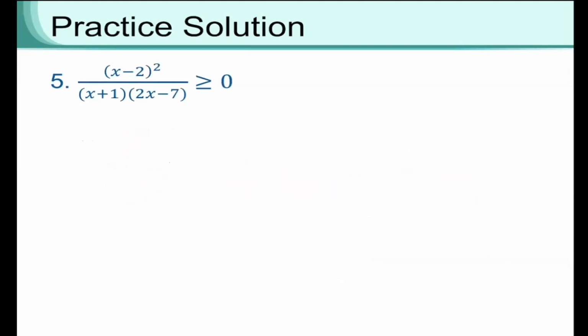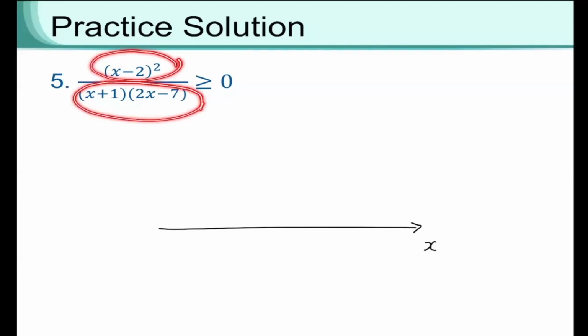Okay, now let's move to this last problem. So let's solve this inequality here. It is already in factored form, so we can immediately draw our sign graph. So we have to exclude the x values that will make the numerator 0 or the denominator equal to 0. So the numerator is equal to 0 when x is equal to 2. Okay, so x equals 2, we have to exclude that one.